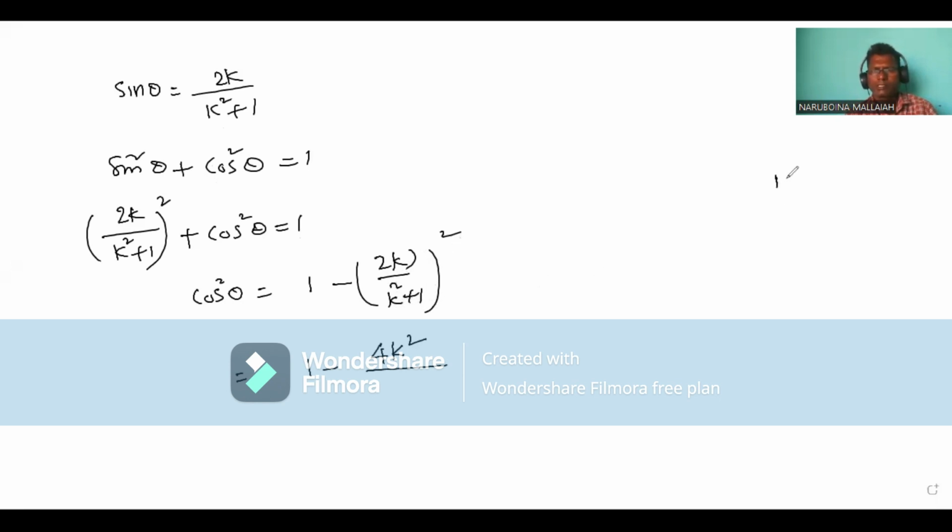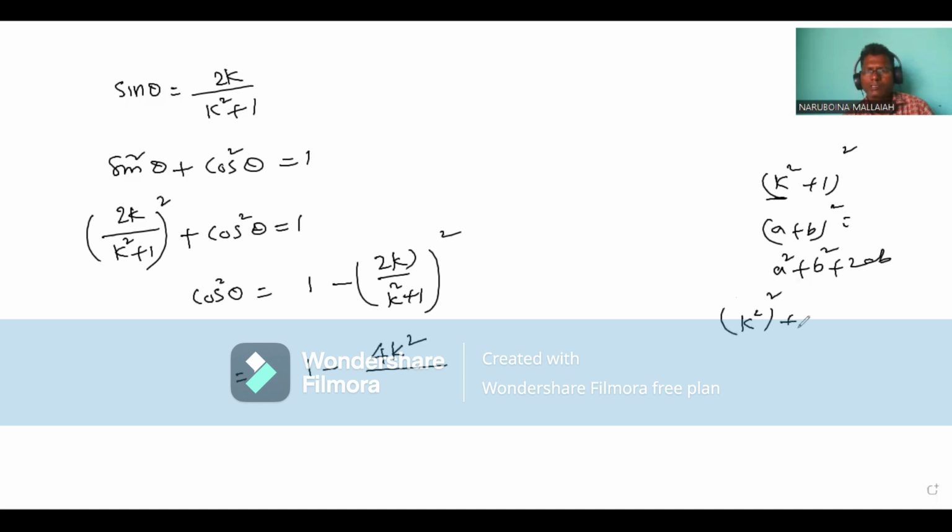So we have to square this k square plus 1 whole square using the a plus b whole square formula. We know a plus b whole square is equal to a square plus b square plus 2ab. So in the place of a, I write k square, a square, that means k square whole square, plus b square. In the place of b I am writing 1, 1 square, plus 2ab, 2 into k square into 1. So this is equal to k power 4 plus 1 square, that is 1, plus 2 into k square into 1. So this will be the value of k square plus 1 whole square.